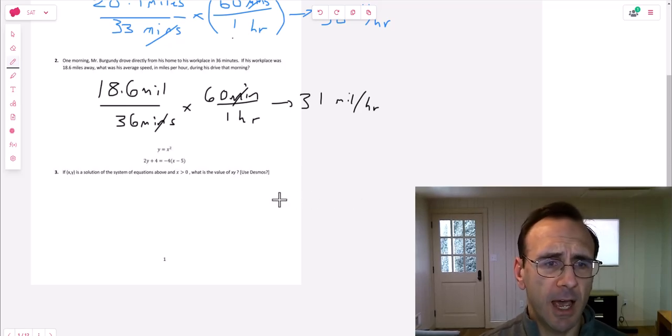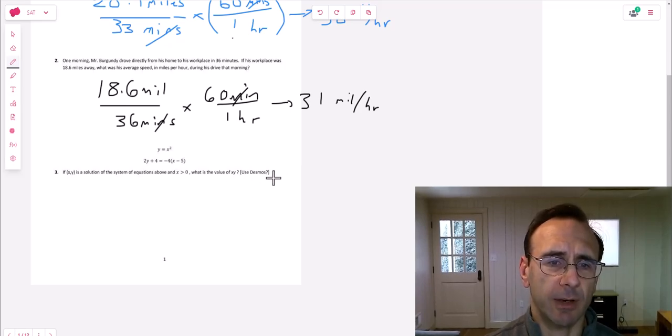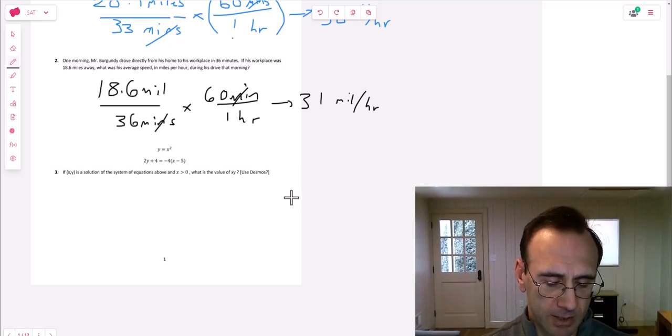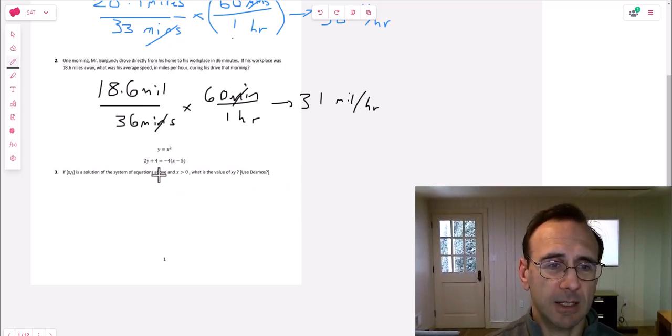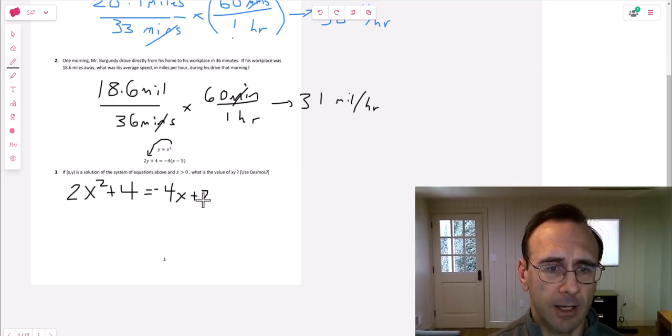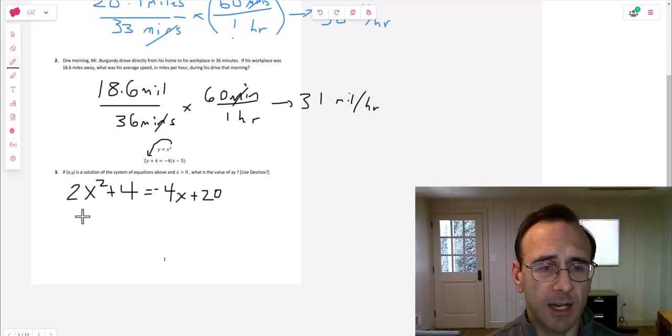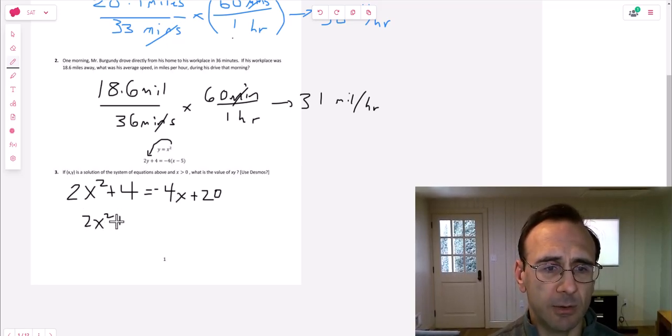As we consider 3xy as a solution of the system, x is greater than 0, what's the value of xy? I will show the algebraic way and then we'll see how much faster Desmos is going to be. So this is a classic substitution problem. You could substitute in the x squared from the first equation to the second equation, and then you might as well distribute that -4 while you're there. Anytime you have both x squared and x terms, you have to get everything to one side so you can factor and solve. So we add that 4x over, we subtract the 20.